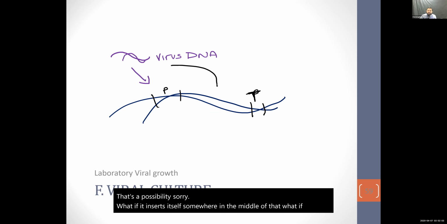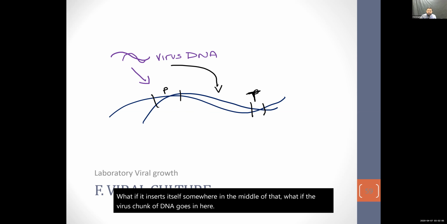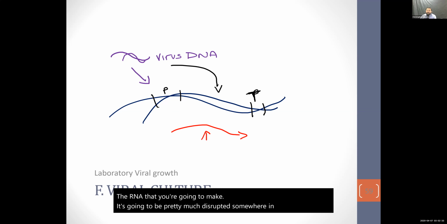Okay, here's an interesting issue behind that. If it happens to insert in the middle of a gene, I'm trying to check the chat, but I lost it over here. That's my little chat. So anyway, if it gets in the middle of that, the RNA that you're going to make is going to be pretty much disrupted somewhere in the middle. You're not going to get the right protein. You're going to just build something weird and more likely just bad for the cell.